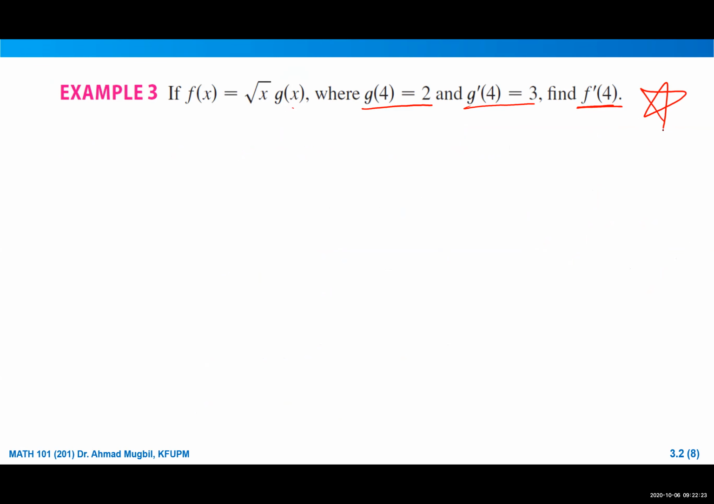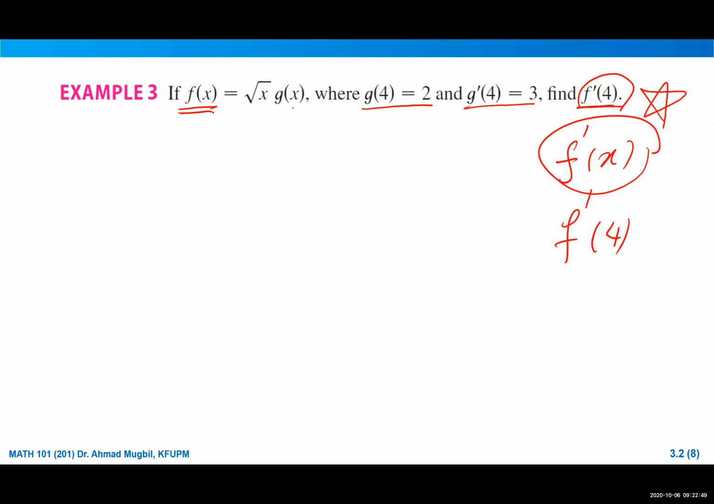Anyone can help me with the idea of this question? What should we do? Maybe find the derivative of f of x. Yes. So you want f prime at 4. If you can have f prime of x, you will just substitute by what? By 4. So if you can have this, it will be very easy. I have f of x. Because I have f of x, I can have f prime of x.